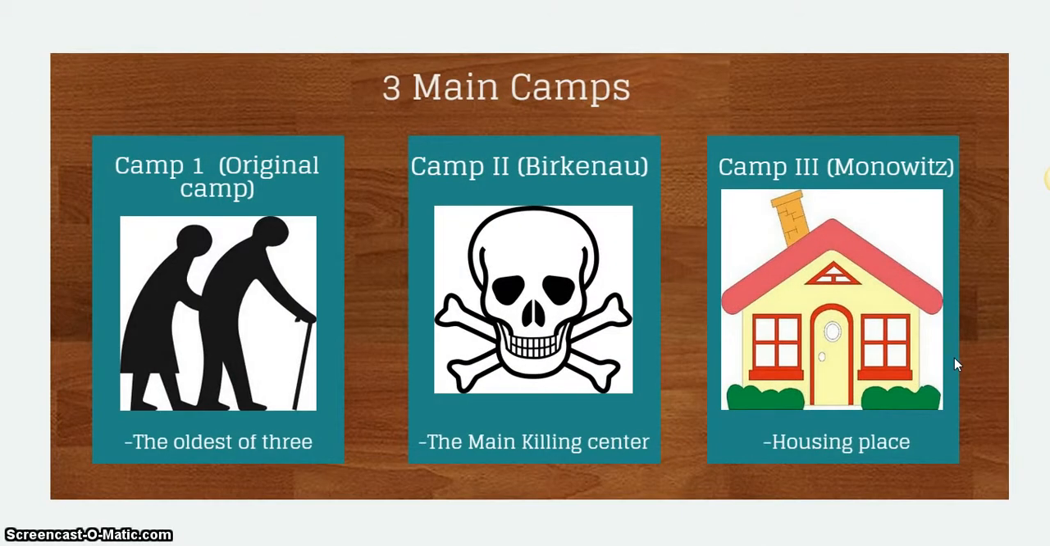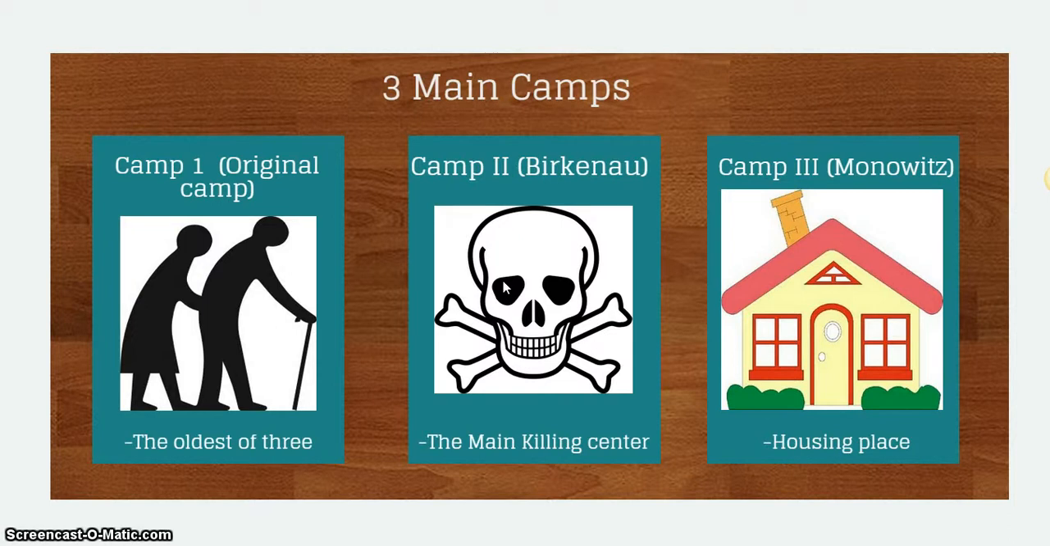Camp 1 is the original camp and the main camp. It was established for Polish prisoners, but it later changed to house more Nazi staff and other types of prisoners. Since it's the main camp among the three, it controlled all of the camps and it was the head of the camp.